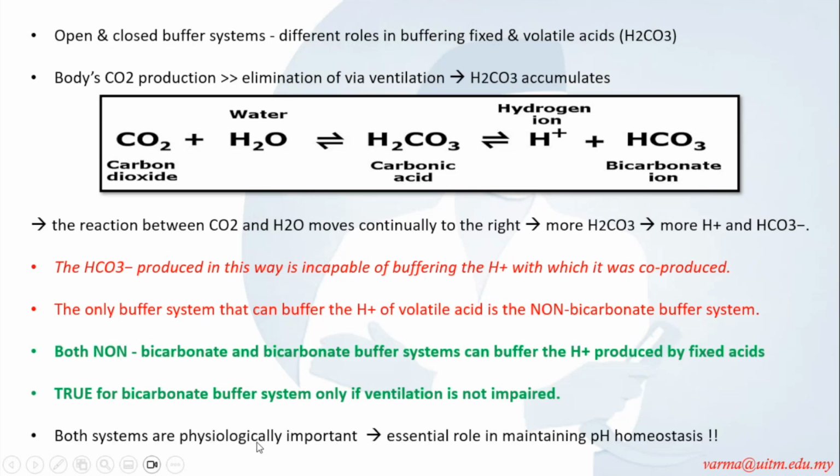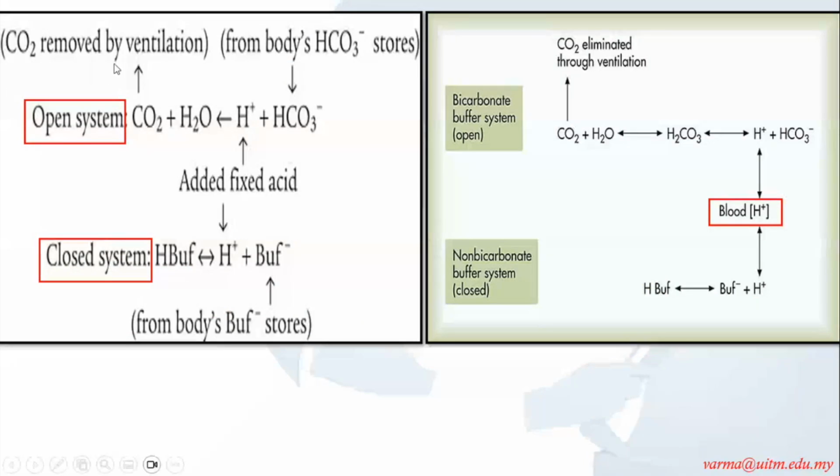Both systems are physiologically important, with an essential role in maintaining pH homeostasis. So this is the lengthy part, explaining how the bicarbonate and non-bicarbonate buffer systems work. Look at it. I told you the bicarbonate buffer system is an open system because CO2 is removed by ventilation. This is the bicarb from the body store. If there is an H+, this H+ cannot be self-buffered. If it is added fixed acid, it goes to the non-bicarbonate buffer system and is buffered there. But the H+ from the fixed metabolic acids can come here and can be buffered on both sides. The added fixed acid can be buffered on both sides.